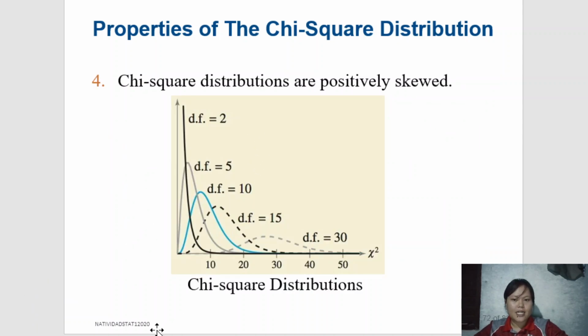So, ito yung itsura ng chi-square distribution. So, again, everything's greater than or equal to 0 and it is positively skewed. Okay? Or hindi siya normally distributed. Positively skewed, ibig sabihin, nandito yung kanyang bells.